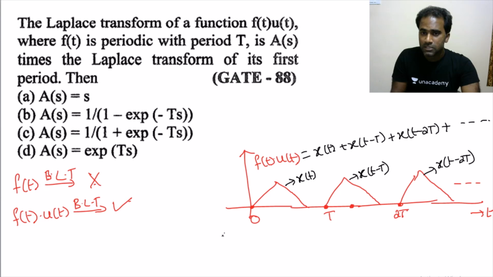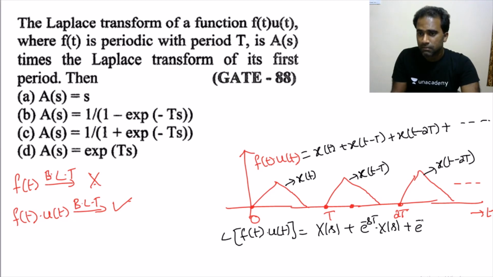Now if you find the Laplace transform of f of t into u of t, it becomes periodic only for positive time. So we should not call it a periodic signal, but it is repeating for positive time. If you find the Laplace transform of x of t, it is X of s, plus the Laplace transform of x of t minus T, which is e power minus sT into X of s, plus the next one, e power minus 2sT into capital X of s, and so on. If you take X of s common, what remains is 1 plus e power minus sT plus e power minus 2sT, and so on.